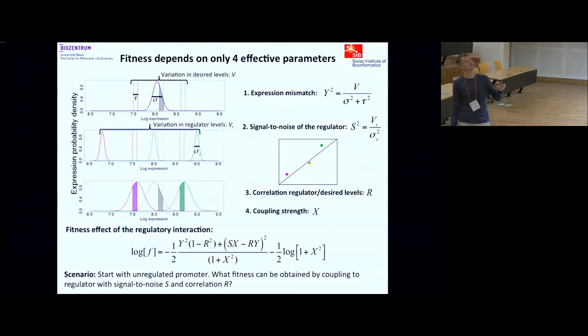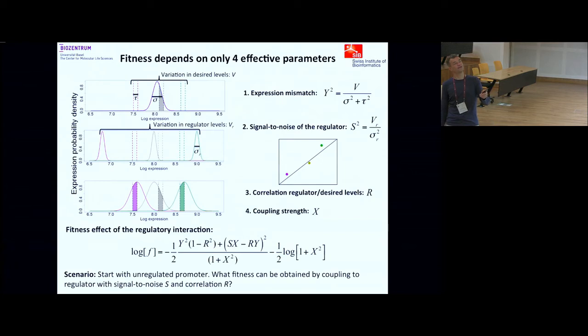The first one, which I call the expression mismatch, is the variance in the desired levels across environments. So how much does the target level vary across environments, divided by the width of the expression distribution of the unregulated promoter. And so it's basically saying how many standard deviations away from the target level is the promoter on average. So it's a measure of how unhappy it is when it's not regulated.